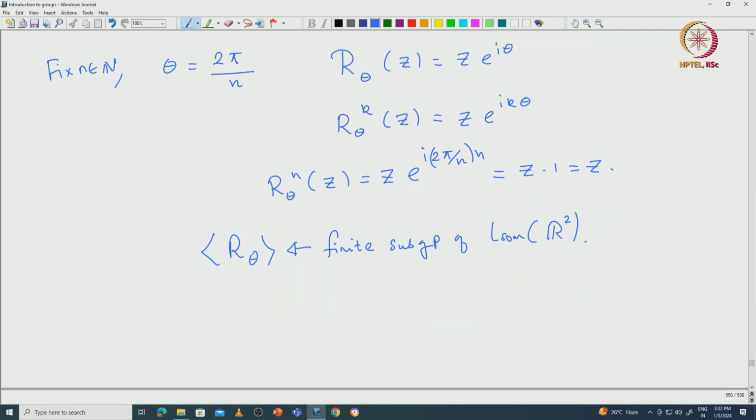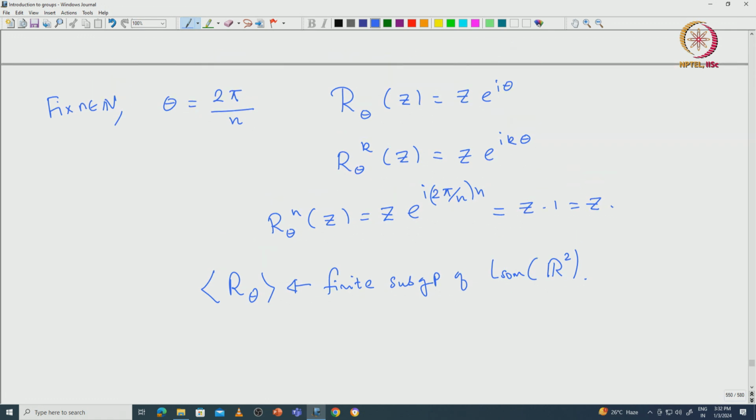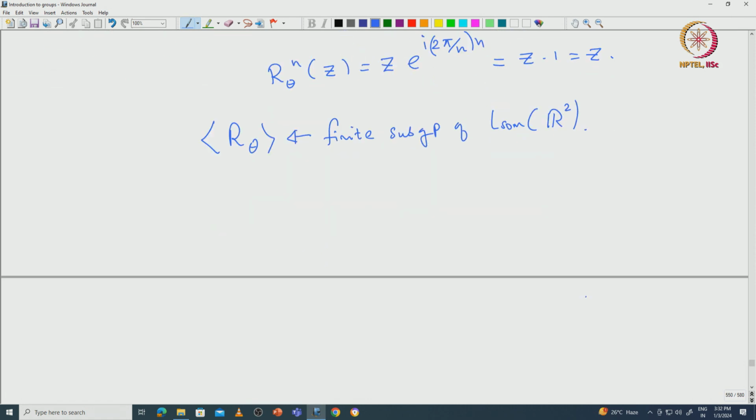There are other important finite subgroups of isometries of R2. They are called dihedral groups. They appear naturally as isometries of what is called an n-gon. Maybe I will talk about it in the next class. I will stop here. We will talk about the isometries of the n-gon in the next class. Okay, thank you.